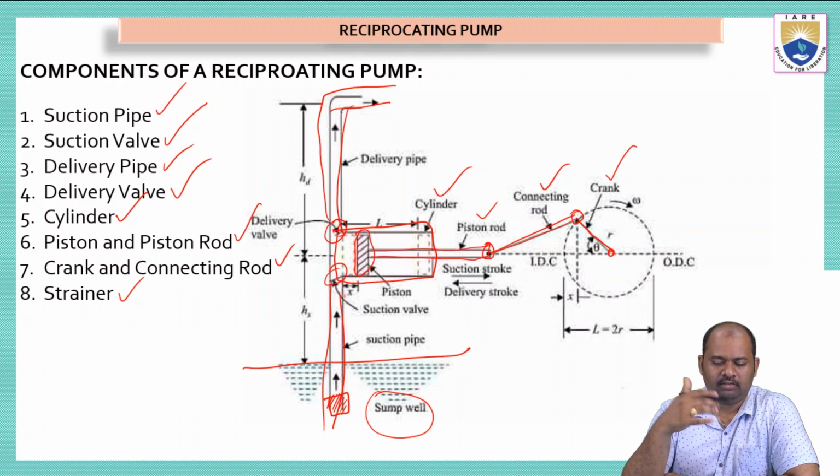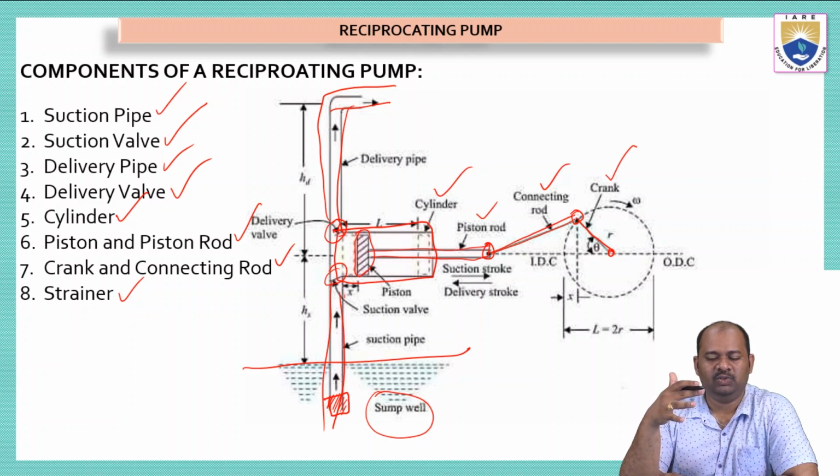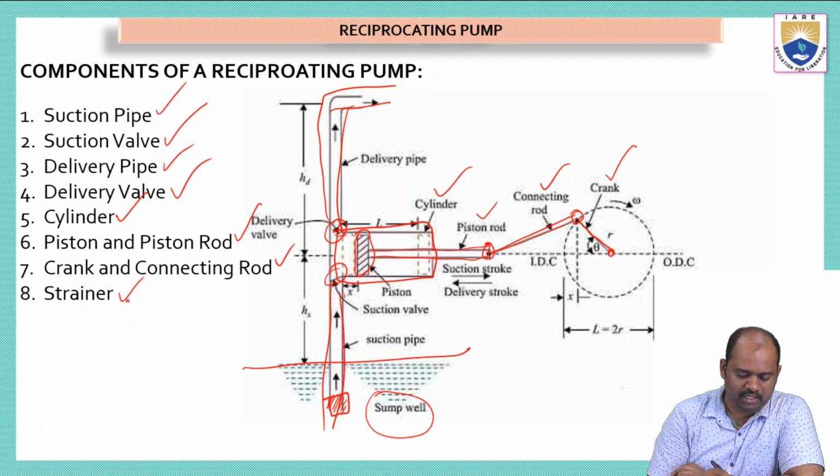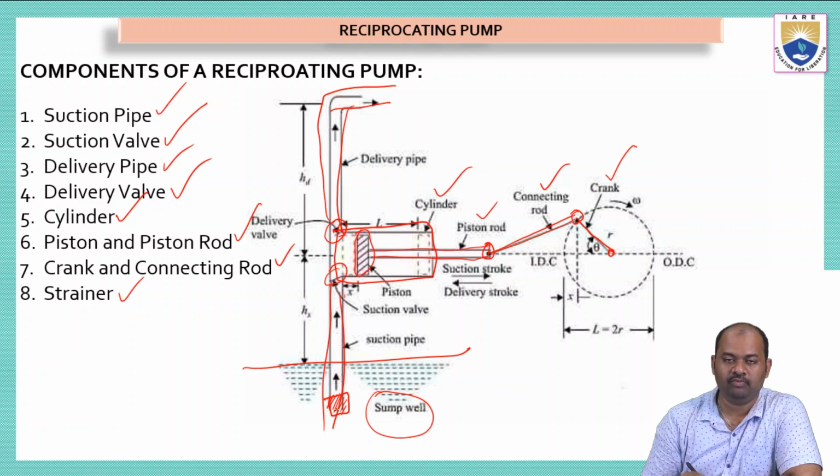Like when we want to remove water from a pond or a lake, it may contain some aquatic animals like fishes and frogs. So these also have to be stopped at the strainer itself, so that they do not get into the cylinder and cause work failure, as well as failure to the reciprocating pump. So the strainer is the device which is attached to the bottom of the suction pipe, where it will stop the foreign particles entering into the reciprocating pump cylinder.